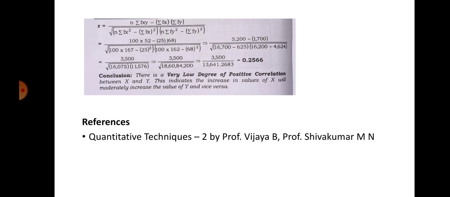One question is compulsory and very easy to answer if you remember the formula. So for the table you have 8 marks, for the formula 2 marks, substitution 2 marks, simplification 2 marks, correct answer 2 marks. This is the way they are going to divide the 16 marks question.